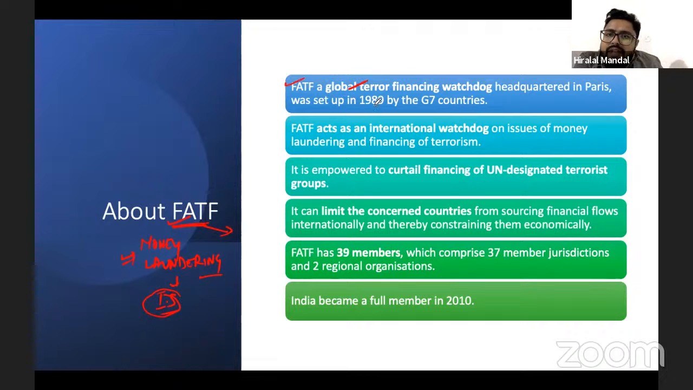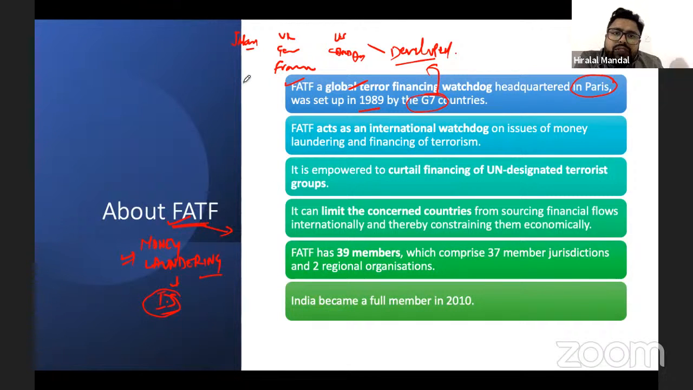So FATF is a global terror financing watchdog. It is headquartered in Paris. It was set up in 1989 by the G7 countries. I hope you know the G7 countries. It is a grouping of developed countries comprising the US, Canada, UK, Germany, France, Japan, and Italy. So these are the 7 countries that comprise the G7. These are all developed economies. So basically, it was set up by the G7 countries in 1989.